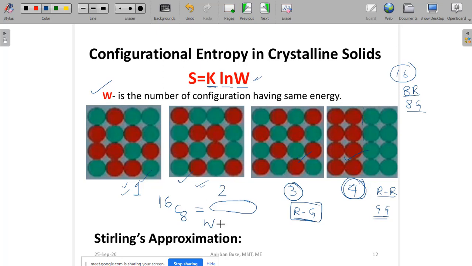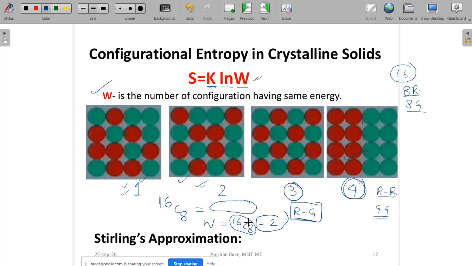So the number of configurations having the same energy is basically 16C8 minus 2. And for a very large ensemble, you can neglect even that minus 2, because 16C8 is a very, very large number. So directly what we generally do is find the configuration, we directly find 16C8. Okay, so this is what we mean by W, the number of configurations having the same energy.